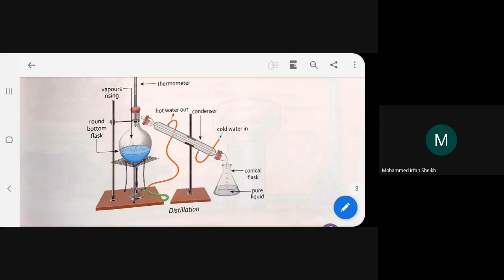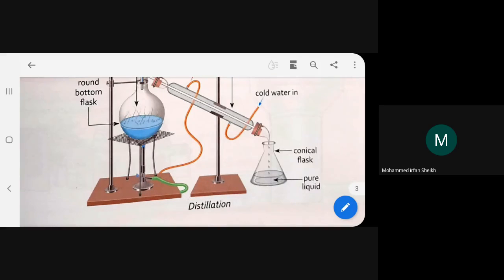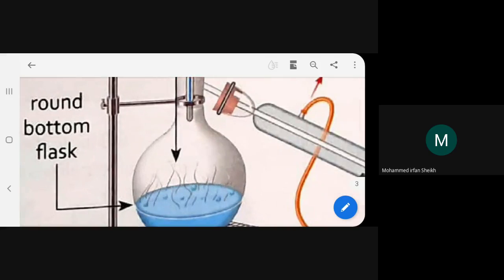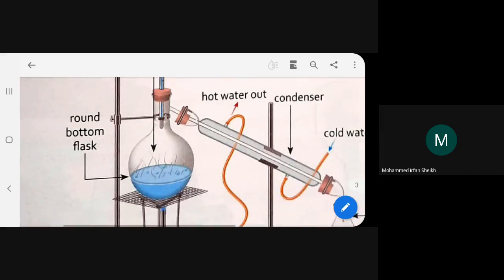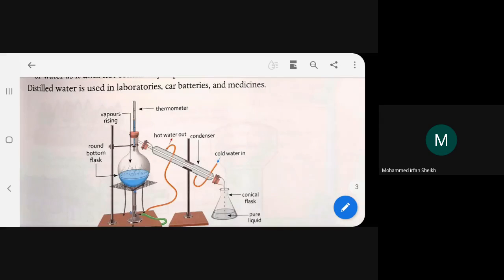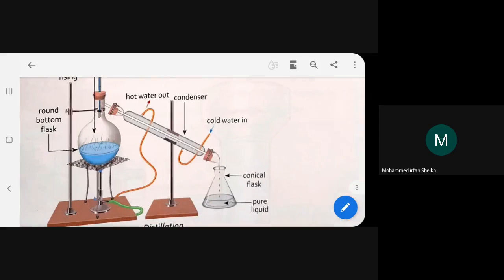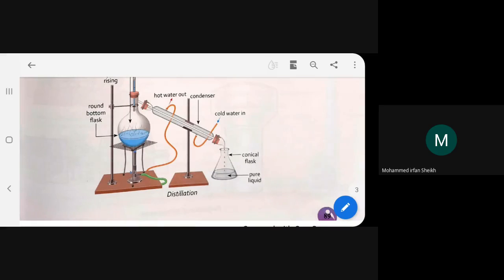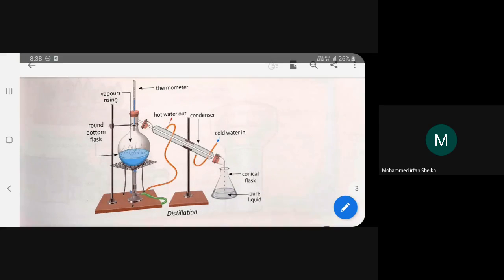So the same thing happens here in the process of distillation. But here only a small amount of water can be purified. This is quite a clumsy method, so it cannot be used in routine day-to-day life. So distillation is also one of the methods to purify insoluble impurities or soluble impurities.